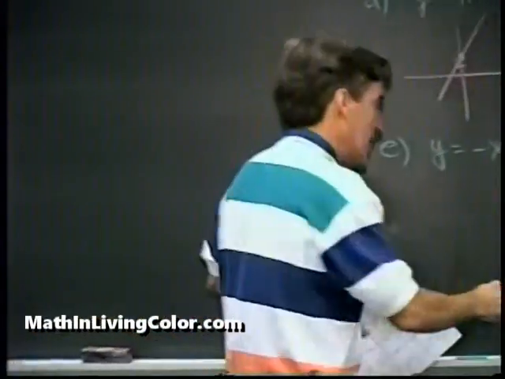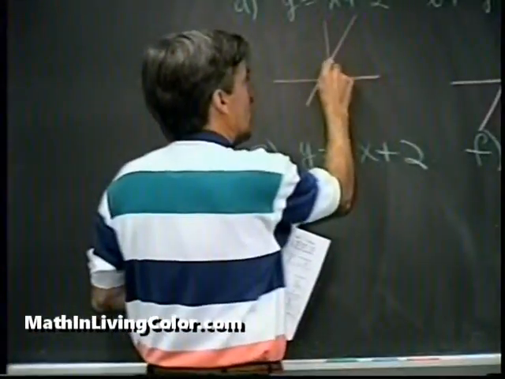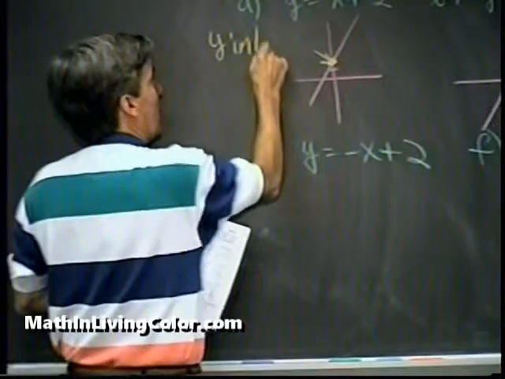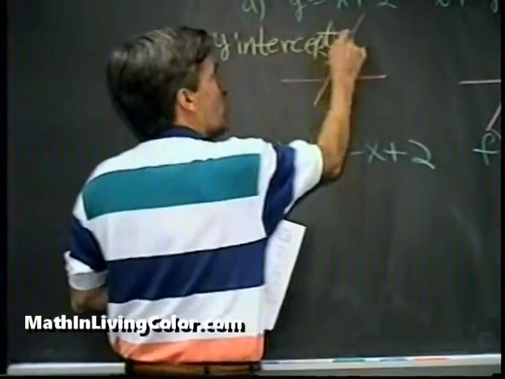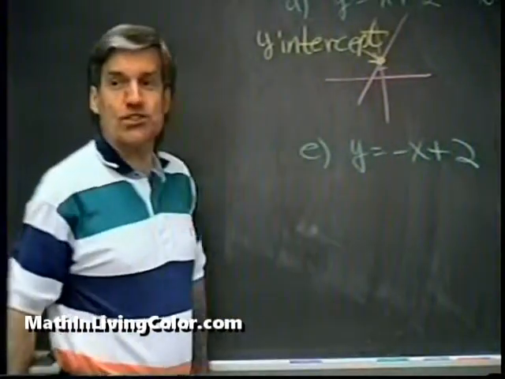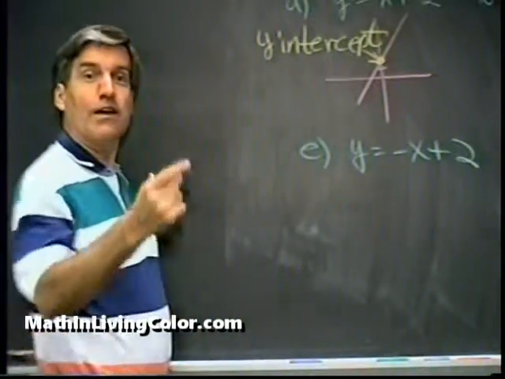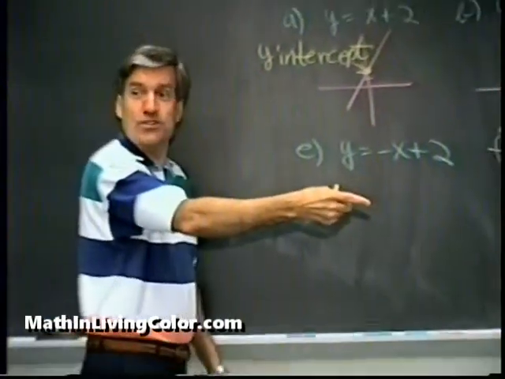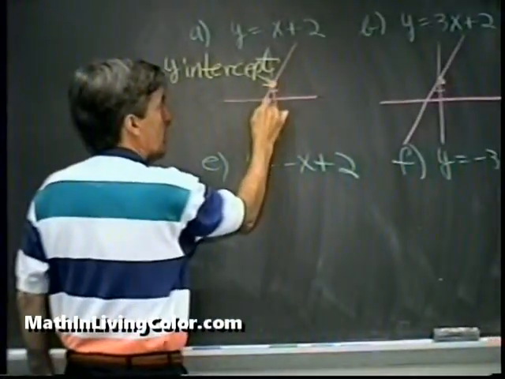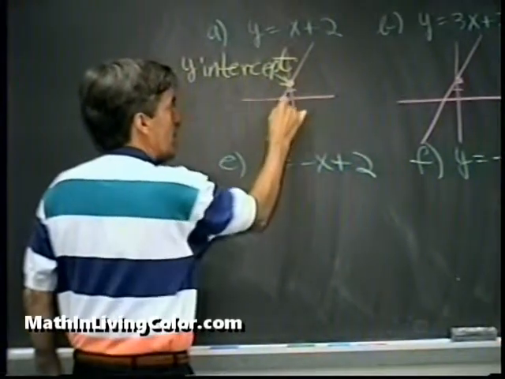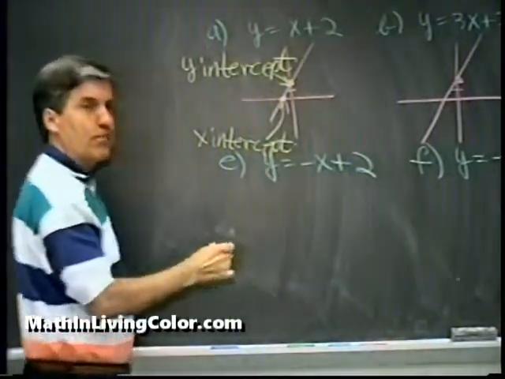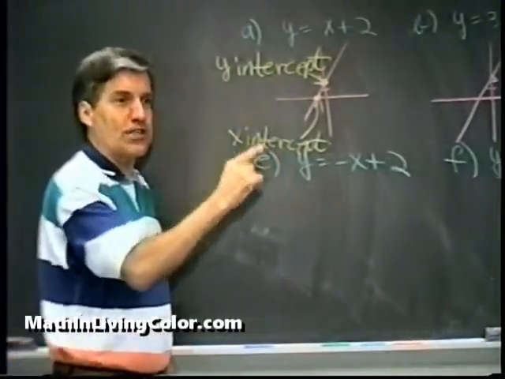Now let me mention something. This place where it crosses the y-axis is a very special point. It's called the y-intercept. The y-intercept is where the graph crosses the y-axis. Now, if there's a y-intercept, what else do you think there might be in these problems? An x-intercept, right? What do you think the x-intercept would be? Where it crosses the x-axis. So if that's the y-intercept, then this point right here would be the x-intercept, right?